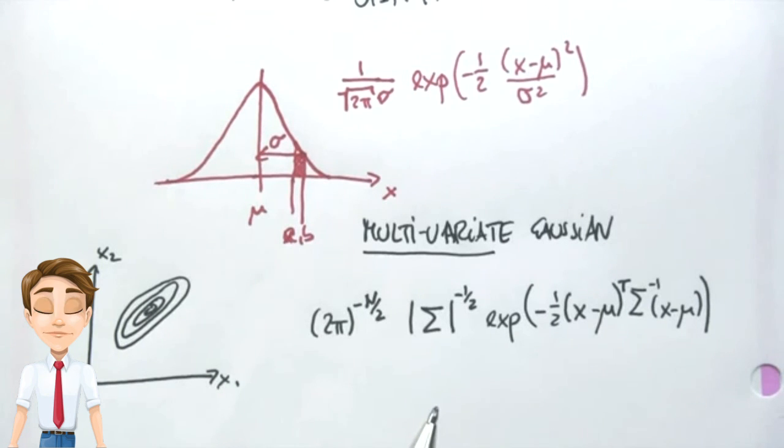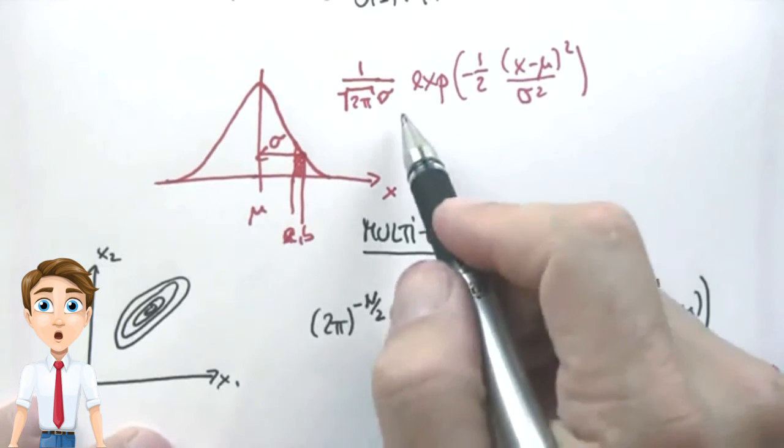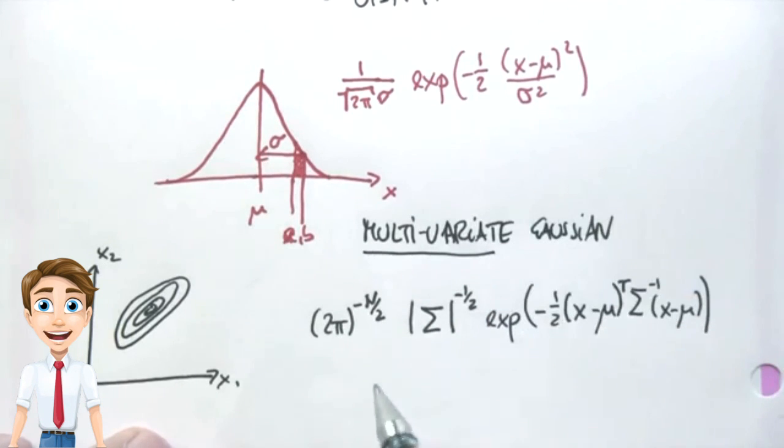For most of this explanation, I will stick with one-dimensional Gaussians. So all you have to do is worry about this formula over here. But this is given just for completeness.